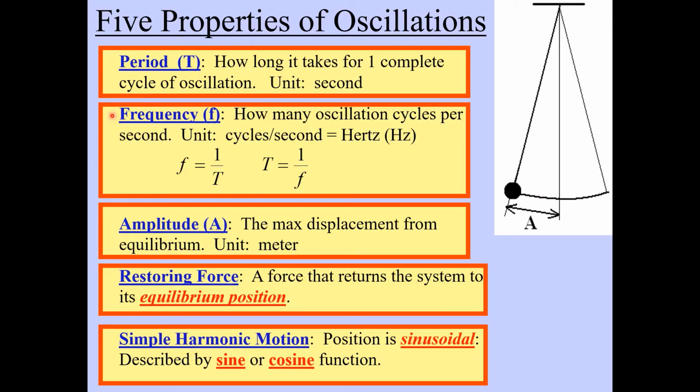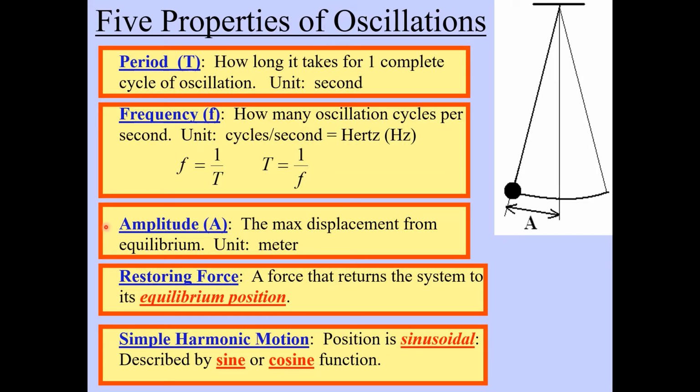The frequency is how many oscillation cycles per second there are. And so the unit for frequency is cycles per second, and a cycle per second is called a hertz, which is abbreviated Hz. Now, the interesting thing about frequency and period is that they are reciprocals of one another. So if we know the period, T, we can easily calculate the frequency as 1 over T. Likewise, if we know the frequency, f, we can easily calculate the period, T. T is just equal to 1 over f.